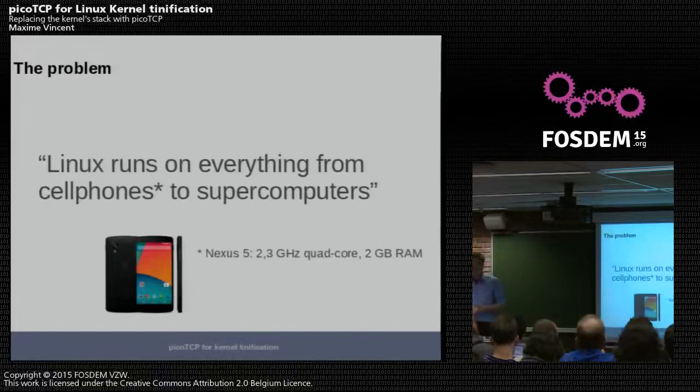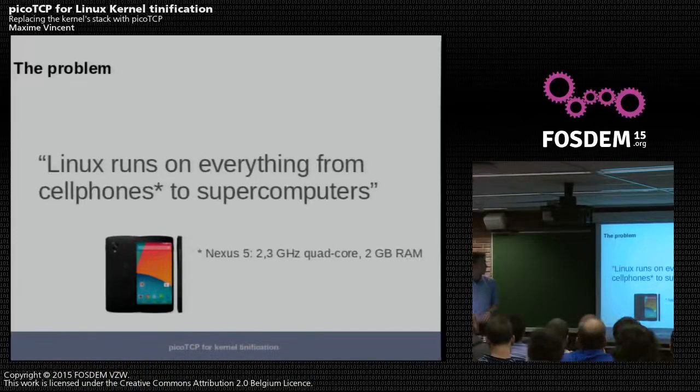There's this famous quote that says that Linux runs on everything from cell phones to supercomputers, and while that's absolutely true, a cell phone nowadays, I took here the example of the Nexus 5, is a cell phone with a 2.3 gigahertz CPU. It's a quad core, and it has 2 gigabytes of RAM. This is not what I think of when I'm thinking of an embedded device, and certainly not the device that we want to use in the IoT and small sensor nodes and things like that.